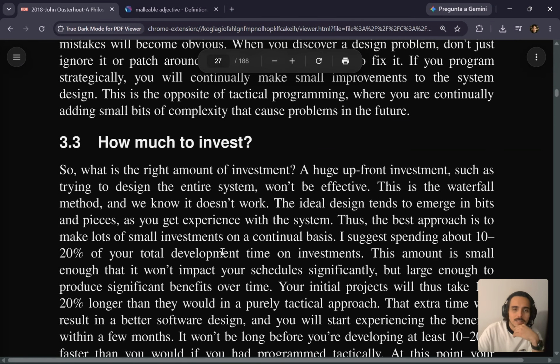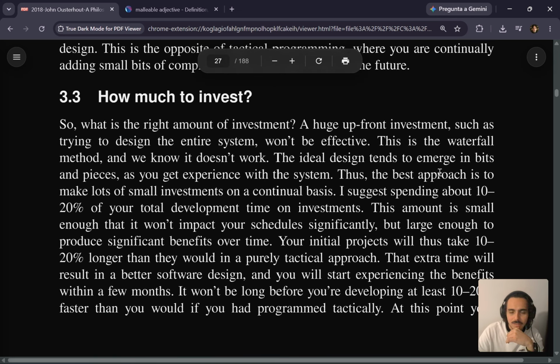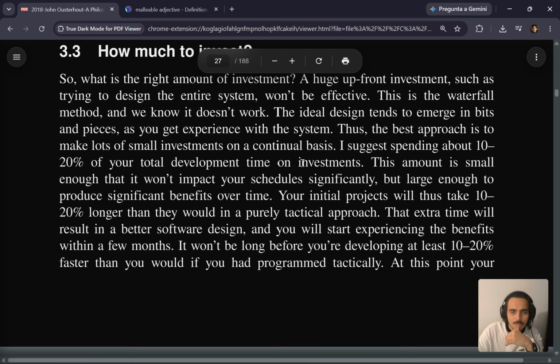How much to invest? What is the right amount of investment? A huge upfront investment, such as trying to design the entire system, won't be effective. This is the waterfall method. As we know, it doesn't work. The ideal design tends to emerge in bits and pieces as you get experience with the system. Thus, the best approach is to make lots of small investments on a continual basis. I suggest spending about 10 to 20 percent of your time. This amount is small enough that it won't impact the schedule.